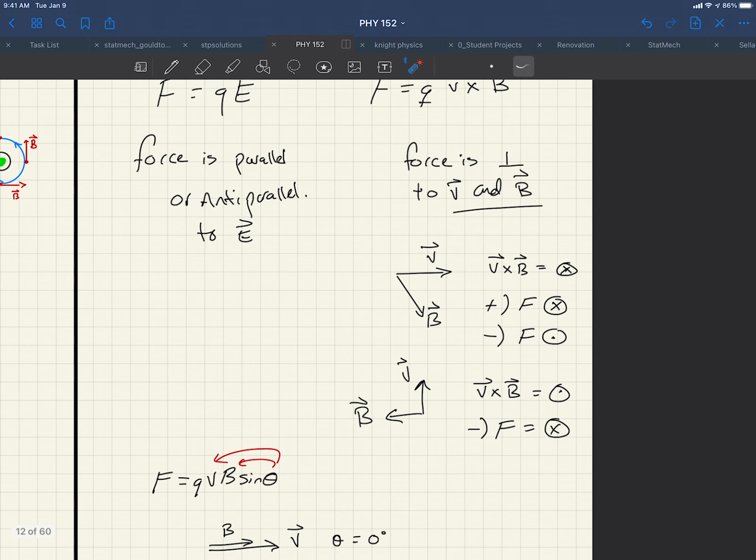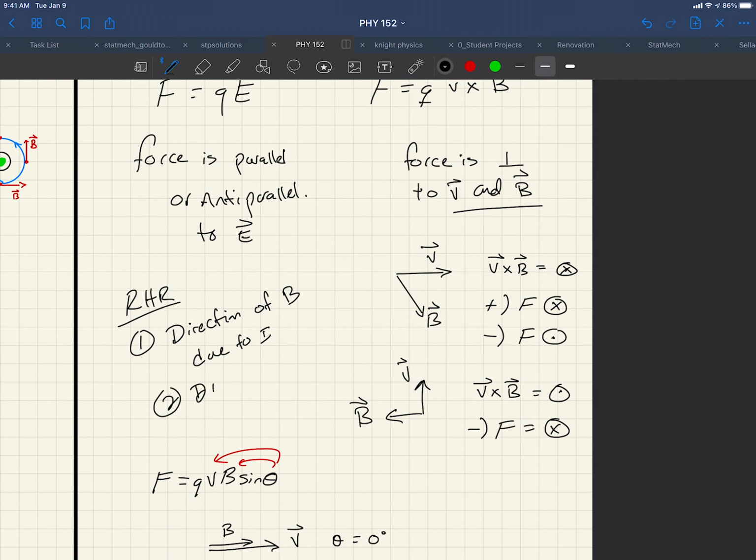Right now we have two right-hand rules. The first right-hand rule that we're going to use is the direction of magnetic field due to current. The second right-hand rule that we're going to use is going to be the direction of V cross B. And that will lead us directly to the force.